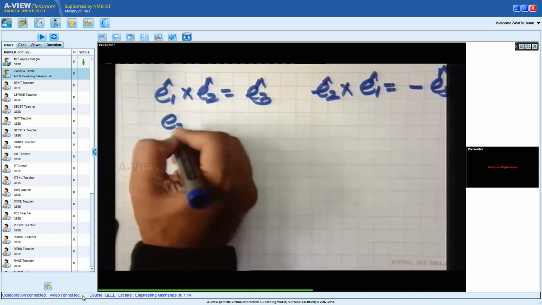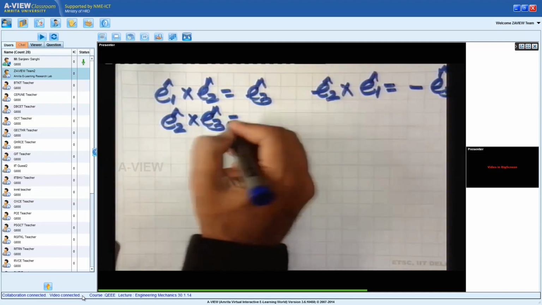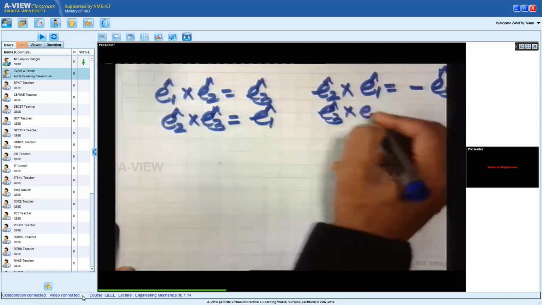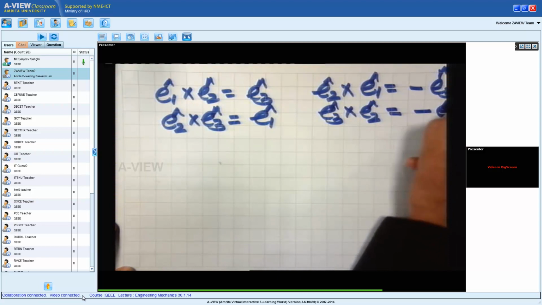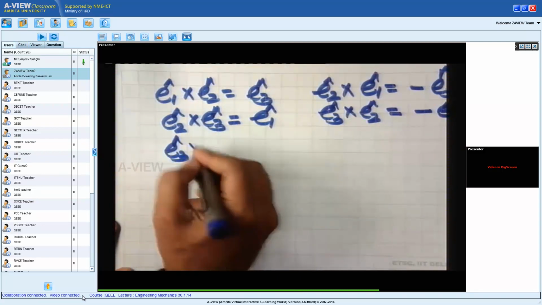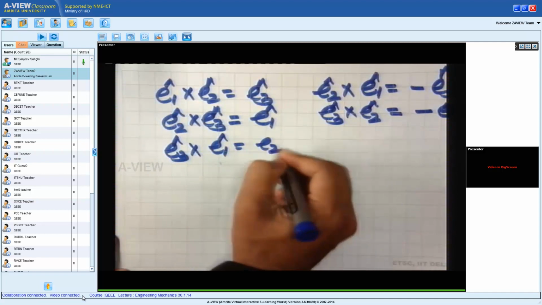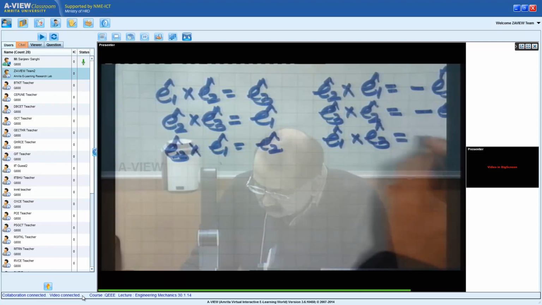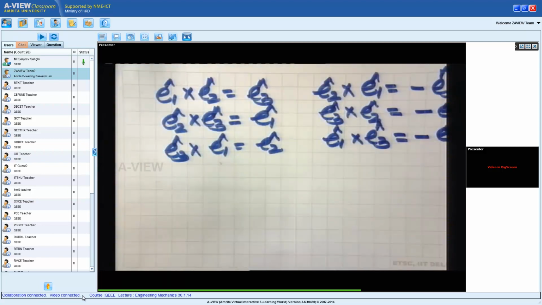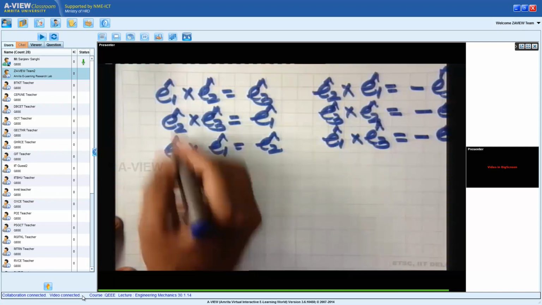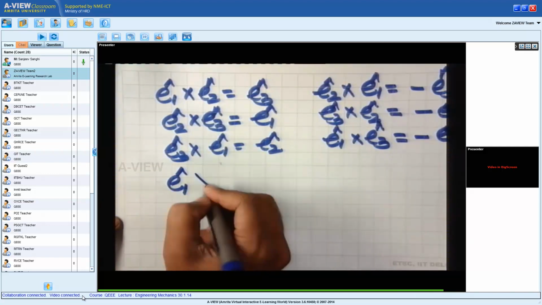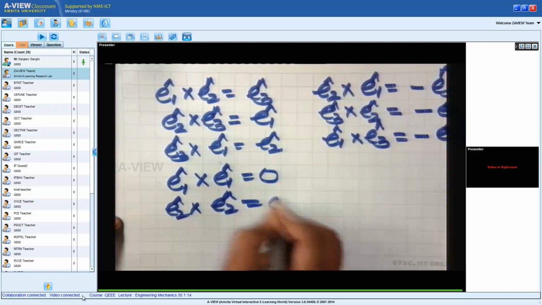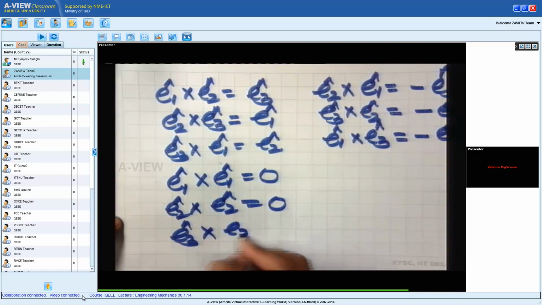And similarly for the other ones, E2 cross E3 gives me E1, and E3 cross E2 will give me minus E1. And similarly, I will go to the third one. E3 cross E1 is equal to E2. And if we invert this, E1 cross E3, this will be minus E2. And obviously, because all these vectors are mutually perpendicular, if I look at E1 cross E1, this will be 0. E2 cross E2 will also be 0, and E3 cross E3 is also 0.